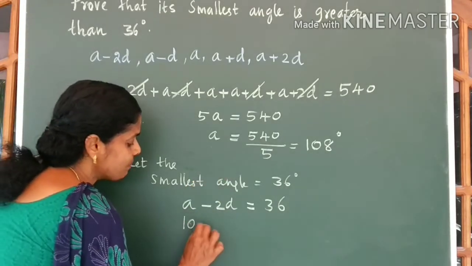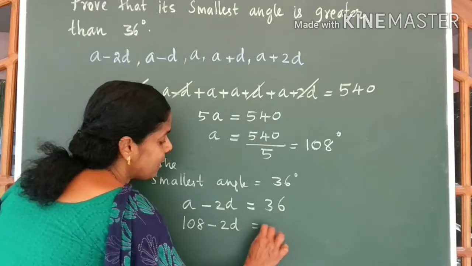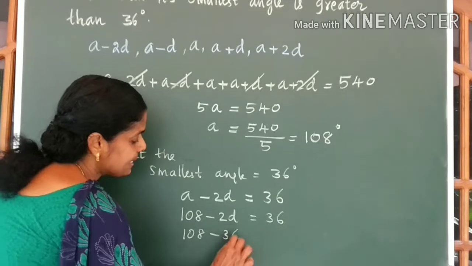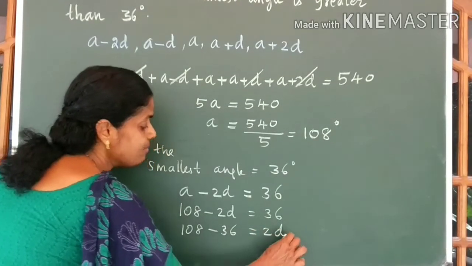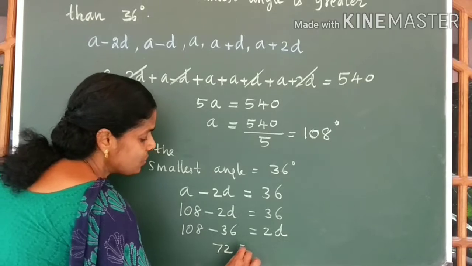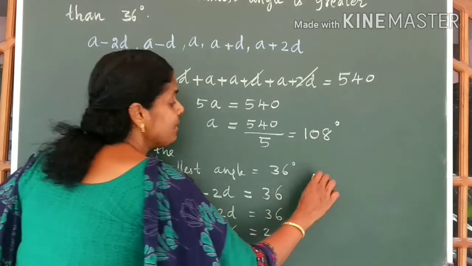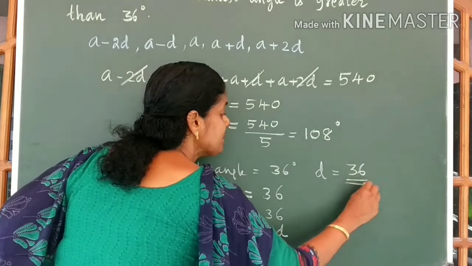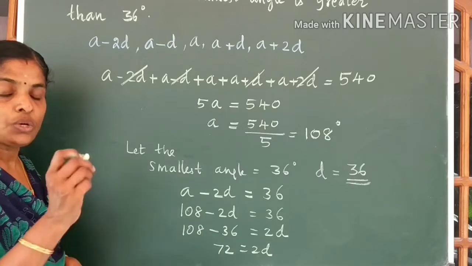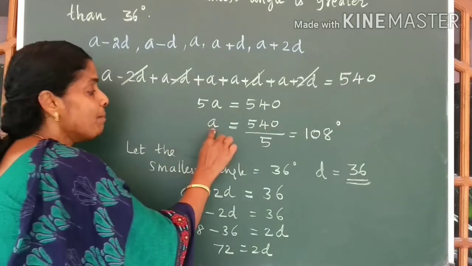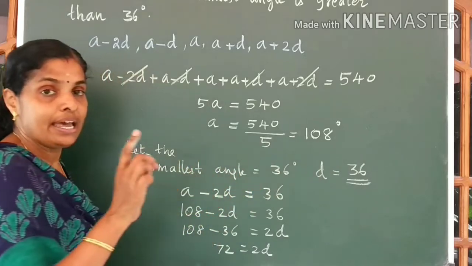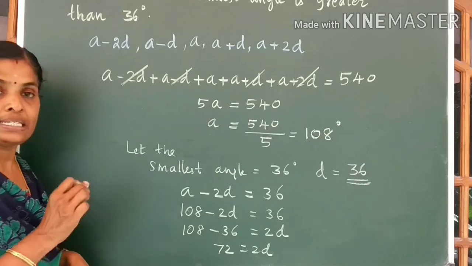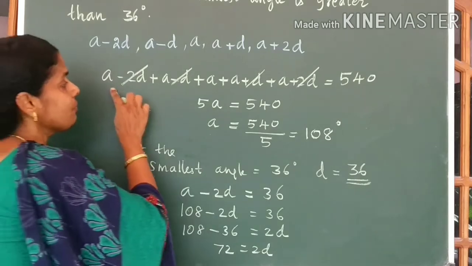Now, A value is 108, so 108 minus 2D is equal to 36. From that, 108 minus 36 gives you 2 times D. That is 72 is equal to 2D, from which you get the difference is equal to 72 by 2, which is equal to 36 degree. So, what did you understand, children? Our middle term is 108 and the common difference is equal to 36. Now, using this, let us write the angles of the pentagon.